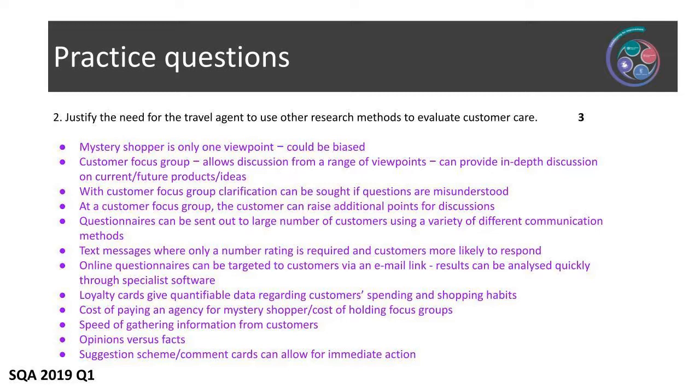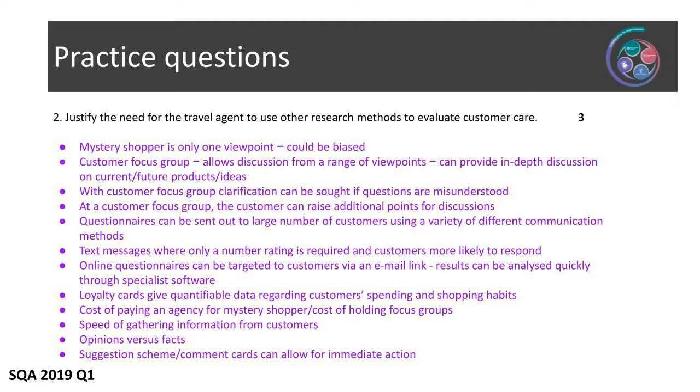The cost of paying an agency for the mystery shopper, or the cost of holding focus groups, certainly needs to be considered, balanced against the speed of being able to gather information from customers. We've got opinions versus facts. So some customers will have very strong opinions about what they think did happen when they were in store, but that might not be the true version of events. So making sure we're working with hard facts is also going to be important. And then finally, having a suggestion scheme or comments cards can allow for immediate action.